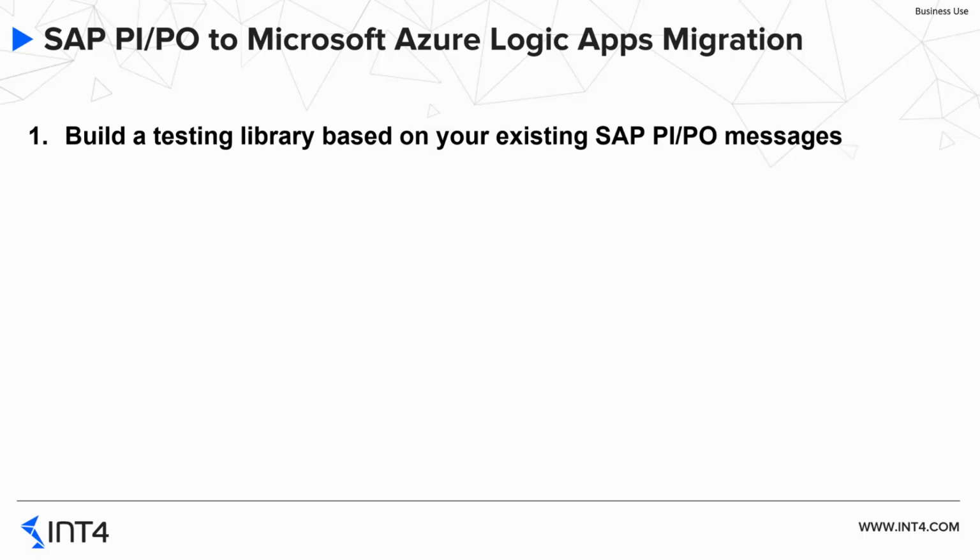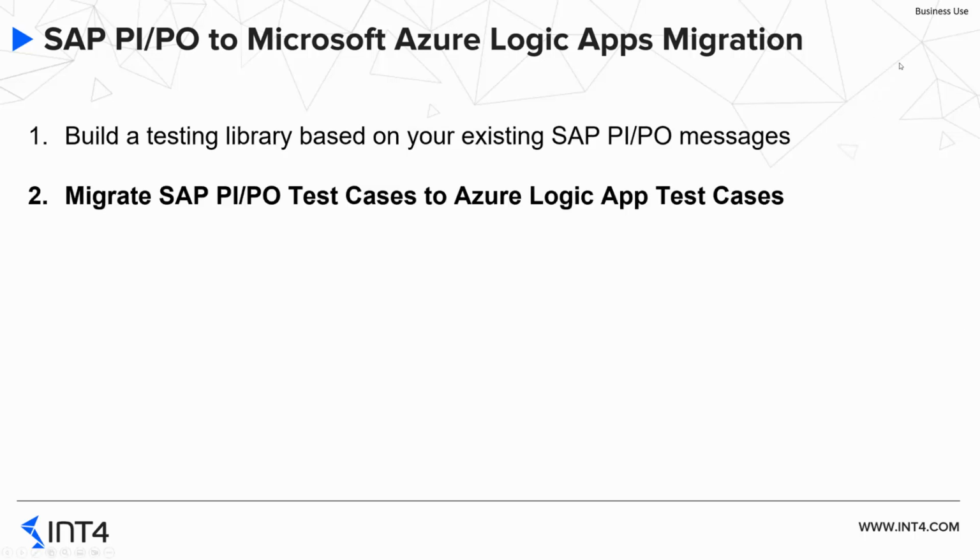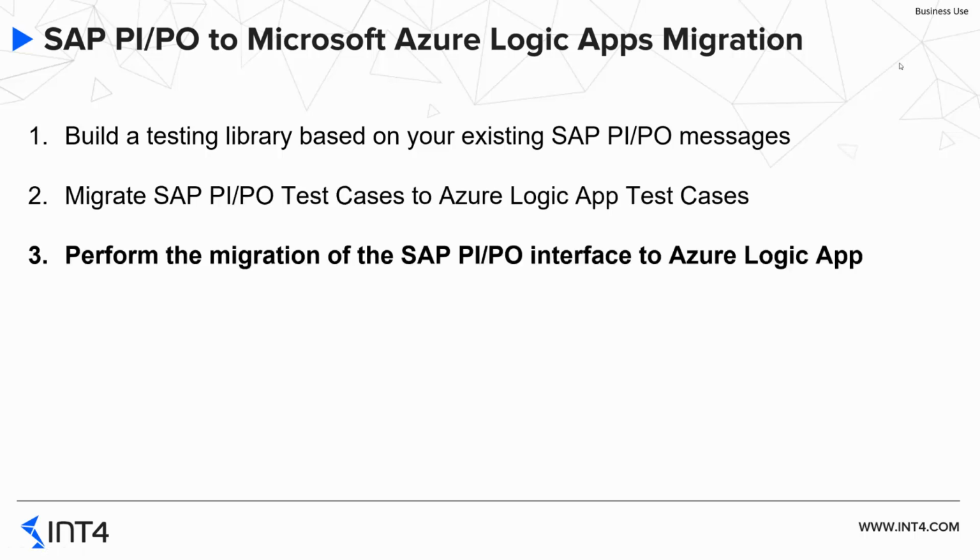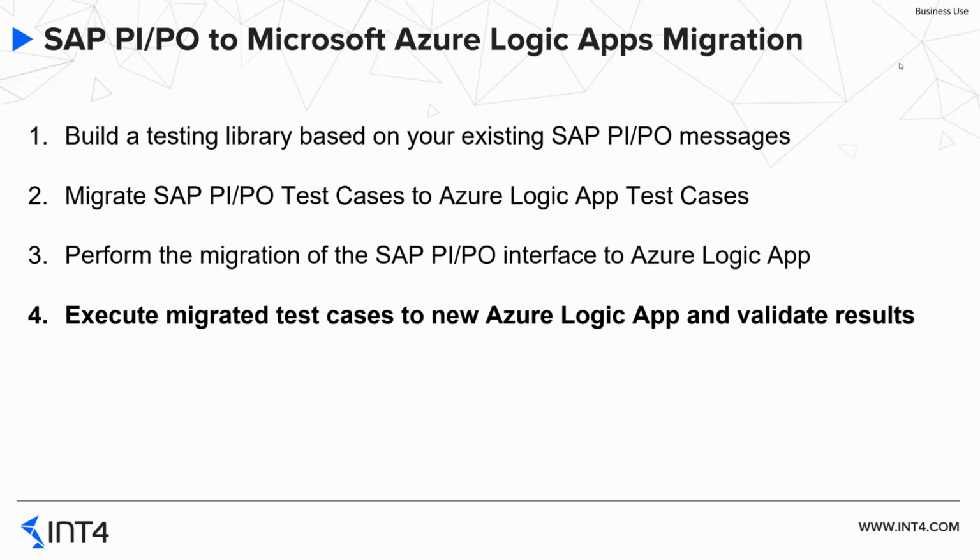The first step that we recommend if you are planning your SAP PIPO to Microsoft Azure Logic Apps migration is to build a testing library that is based on your existing SAP PIPO messages. Once this is done, you can migrate the SAP PIPO test cases to the Azure Logic Apps test cases. As a next thing, you can do the migration of the SAP PI interface to the Azure Logic app. And then once this is done, you can execute previously migrated test cases to the new Azure Logic app and validate whether the SAP PO result is the same as the results generated by the test message in the Azure Logic app.